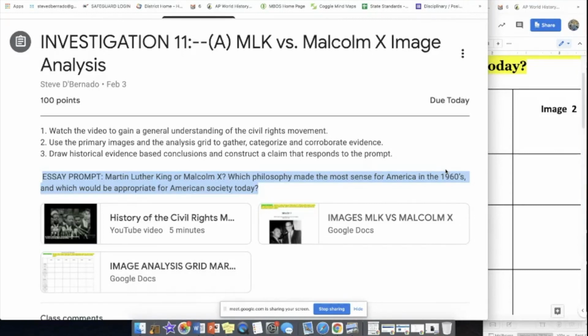And we're going to make some deep level connections from the transatlantic slave trade through the Emancipation Proclamation of the Civil War, through the 1960s Civil Rights Movement, all the way to the progressive equal rights movement that went on last summer and continues today. Okay, so Investigation 11A. We're going to look at two prominent civil rights figures from the 1960s.